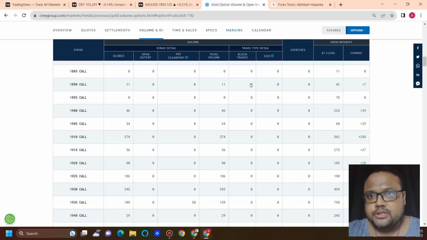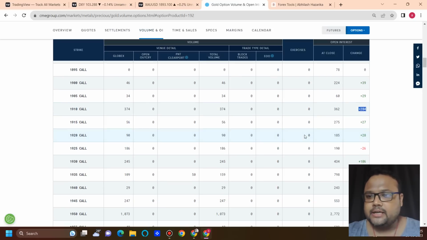And if you look at the options data here, you can see around the 1910 level we have an addition of 284 contracts, which is a good sign. But around 1925, we have got nothing. So 1925 is simply a technical level, but around 1910 we also have the additional support of the contracts.